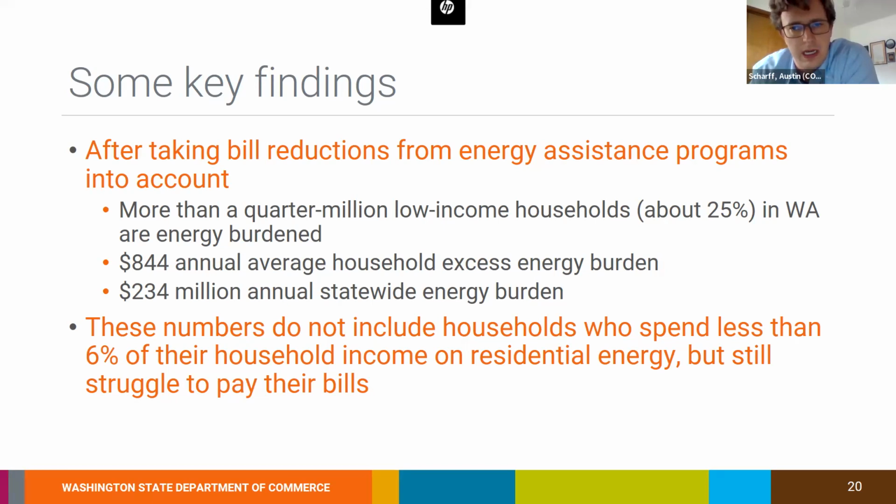And we took a look, and we had some key findings around costs. More than 250,000 low-income households in the state, about 25%, are energy burdened. That means their household residential energy costs exceed 6% of their household income. On average, that excess amount was $844 for these households. The total burden statewide was $234 million.